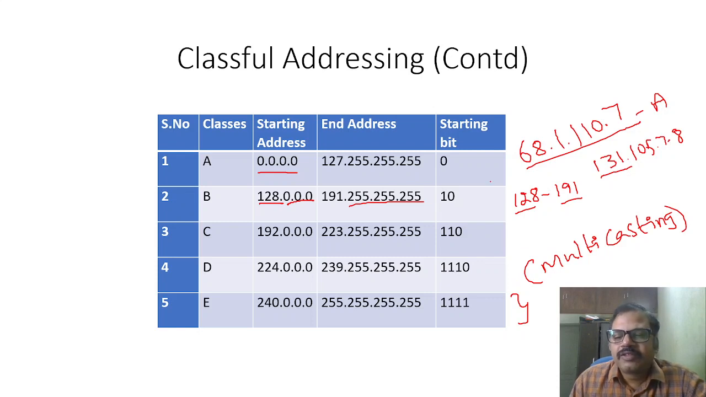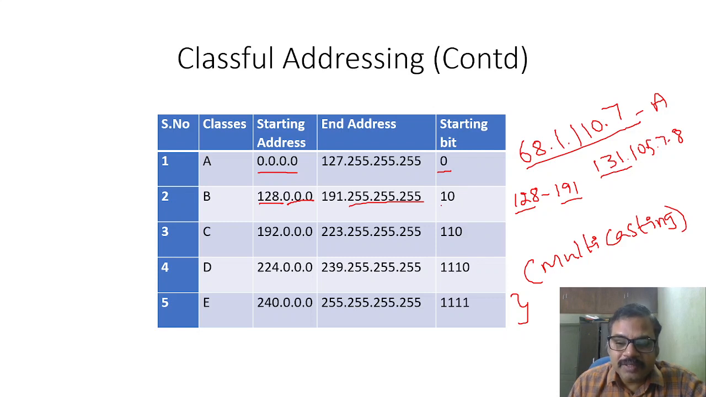So by looking at the decimal notation, now we can tell which class the given IP belongs to. If the IP address is represented in binary notation, then also we should be able to tell which class it belongs to. A very simple fact: look at the first bit of the 32-bit binary number. If the first bit is 0, definitely the IP address is class A. Whatever the next numbers are, it does not matter. If the first bit is 0, it is a class A address.